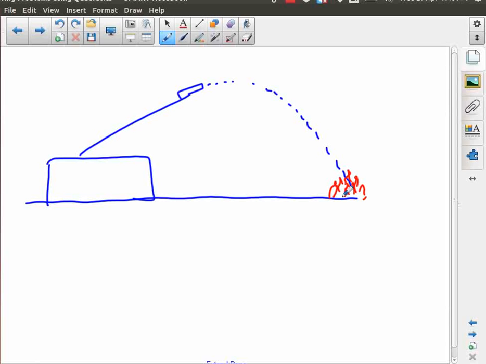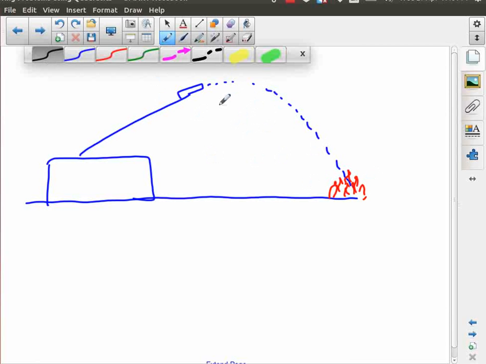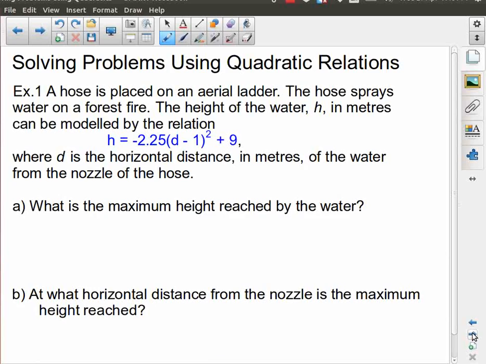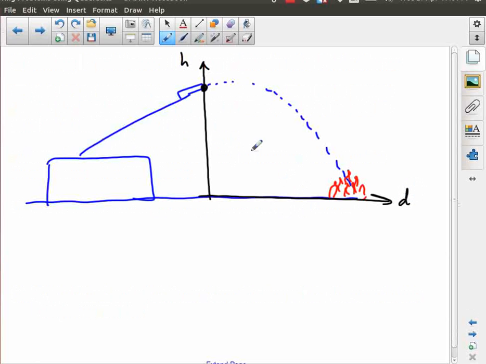Okay, so there's our idea, and if we were to superimpose coordinate axes over this, here would be my height, and the fire hose is firing water out from that starting location in an arc, and then along here, let me go back and check the equation, yes, along the horizontal is my distance. So we're going to be looking at how far away is the fire to aim the water and have it land on the fire.